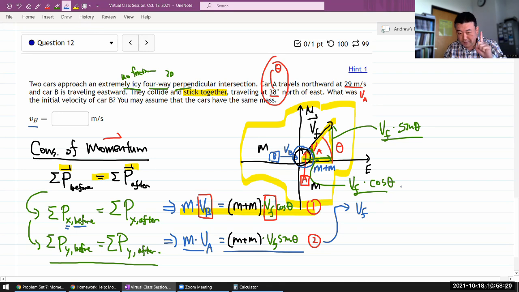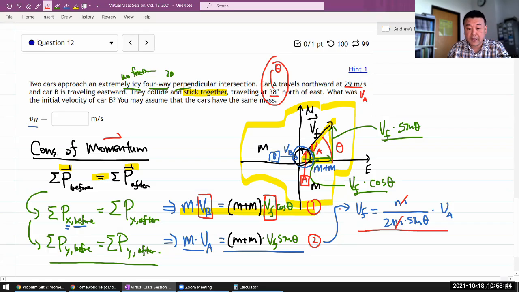So using that, I can work out an expression for VF. I'm just doing it in my head; pause it and do the algebra on your end. Divide by 2m times sine theta times cosine theta. The m's cancel out. Okay, that's my expression for VF, and I can plug that in here, eliminate it, and solve for VB.